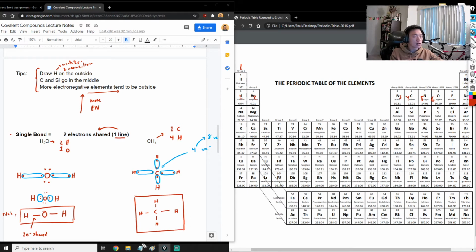And we call it a single bond because there's a single line, right? There's 2 electrons being shared. So H2O right here, it's going to have 2 single bonds because there are 2 lines. CH4 has 1, 2, 3, 4 lines, so it's going to have 4 single bonds. Alright, and so that's just some practice on how to draw covalent structures and how to draw single bonds. Single bonds is when there's one line, which is 2 electrons.